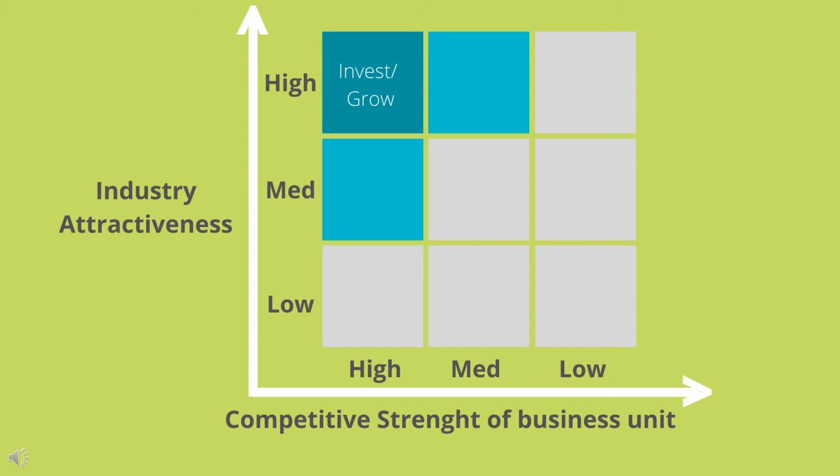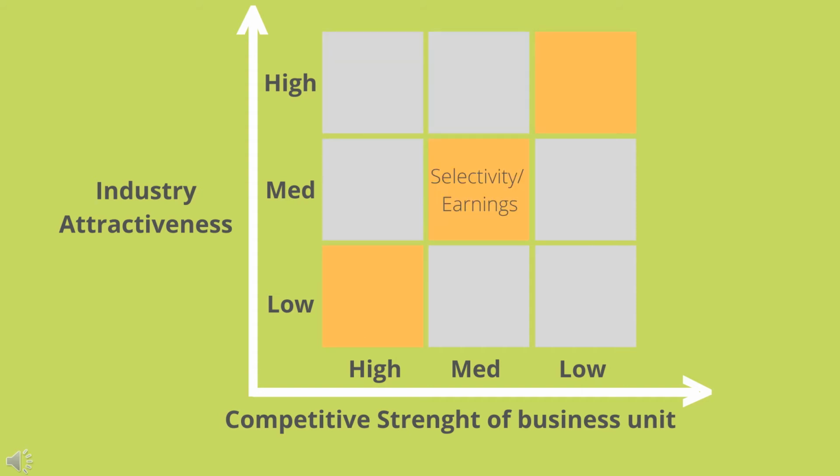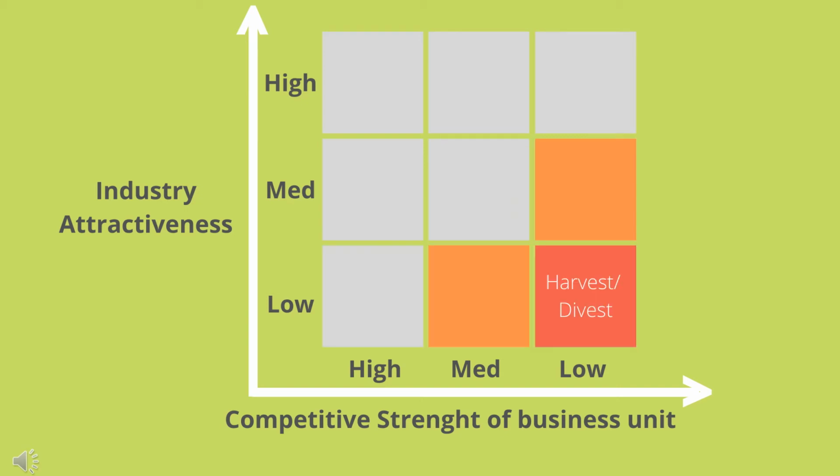The second option is selectivity or earnings, and you can see it in orange in this diagram. In this case, the potential of the business is not obvious, which indicates that investment in this business should be made after all businesses in the grow section are completed. The final option, which you can see in red, is harvest or divest, and that means invest just enough to keep it operating, or it is time to divest.